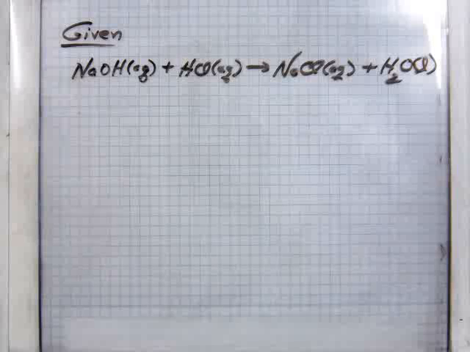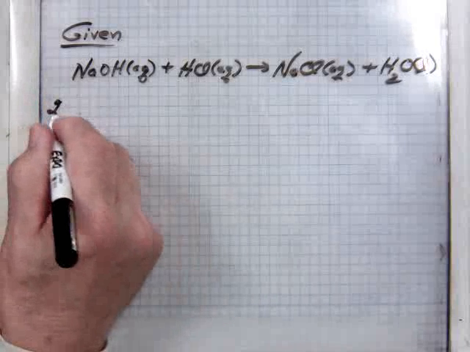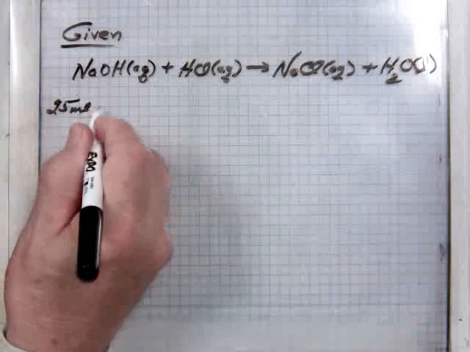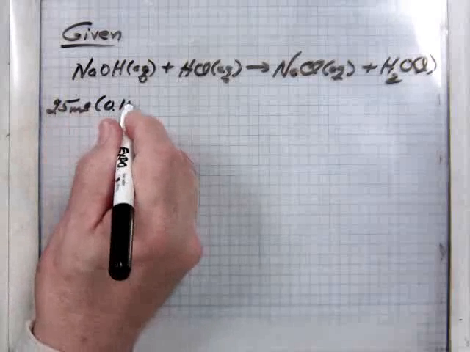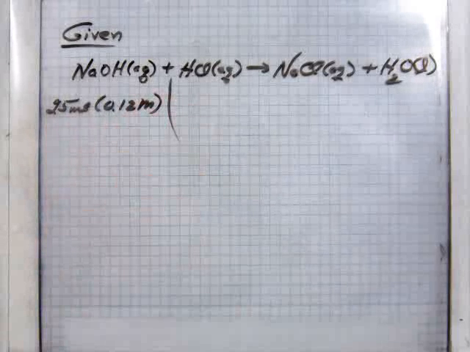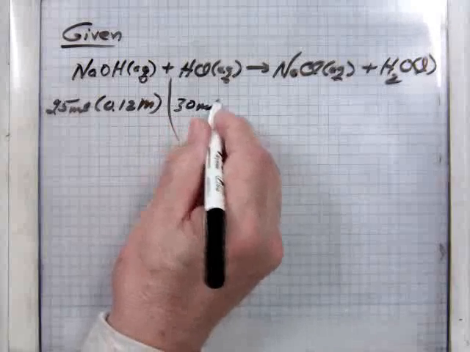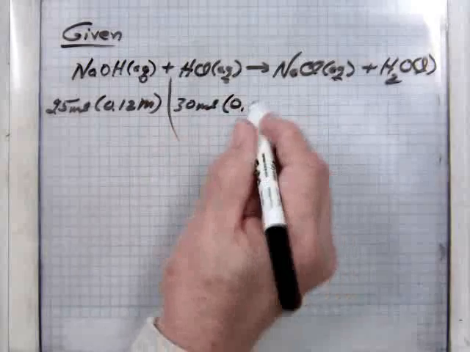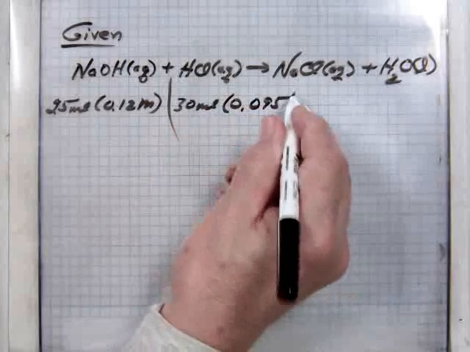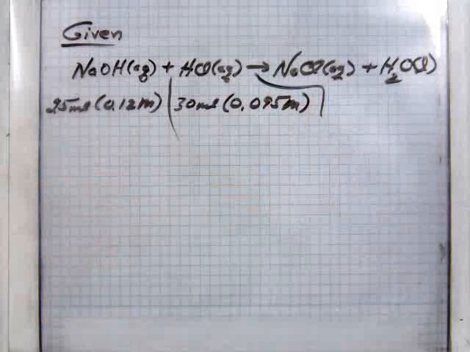So whatever I'm given, I need to convert to moles, right? Okay, so let's say you're given 25 milliliters of a 0.12 molar sodium hydroxide solution. And you're going to mix that with 30 milliliters of a 0.095 molar hydrochloric acid solution. Right there. What's the limiting reagent?